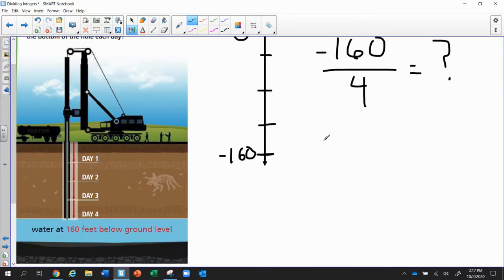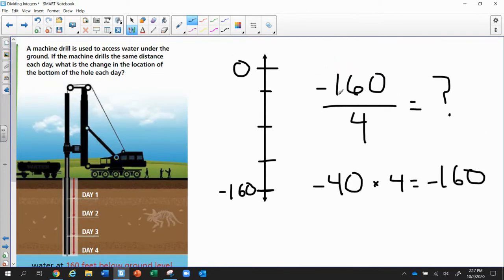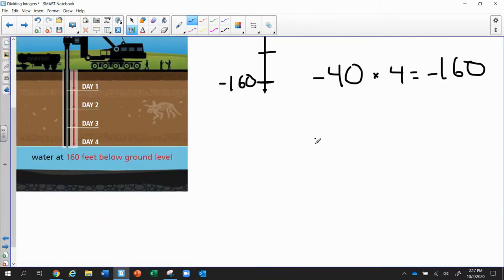So again, that's just like using our fact family. So if you know that 40 times 4 equals 160, so that means negative 40 times 4 equals negative 160. Or you can work it out using division. So 160 divided by 4.